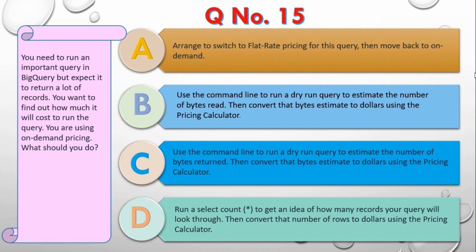C. Use the command line to run a dry run query to estimate the number of bytes returned. Then convert the bytes estimate to dollars using the pricing calculator. D. Run a SELECT COUNT(*) to get an idea of how many records your query will look through. Then convert the number of rows to dollars using the pricing calculator. B is the correct answer.